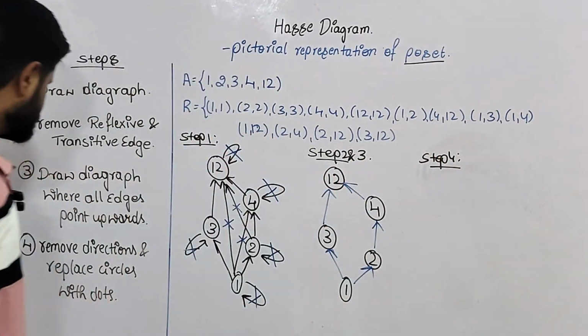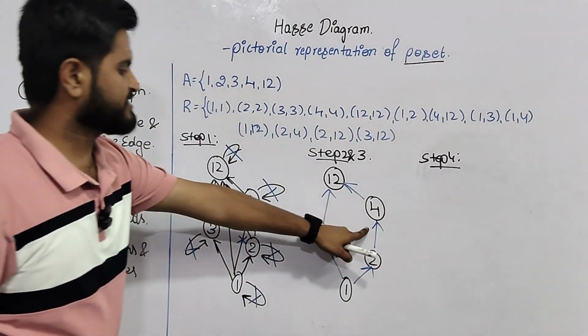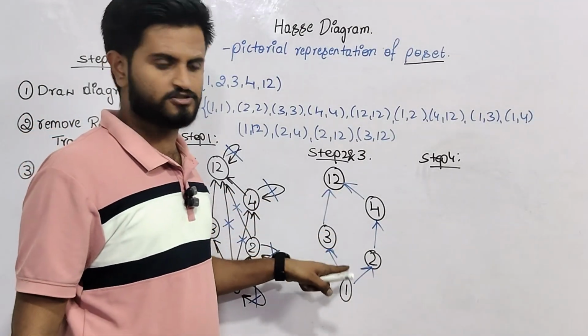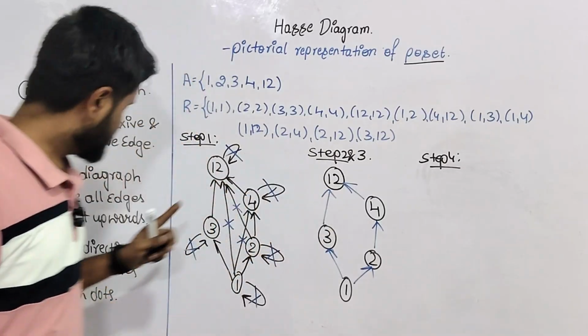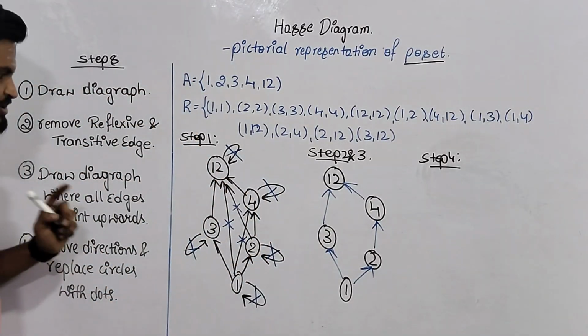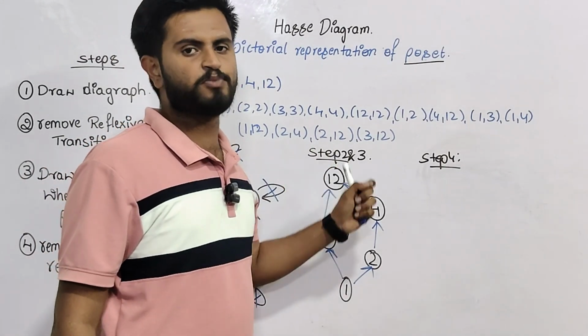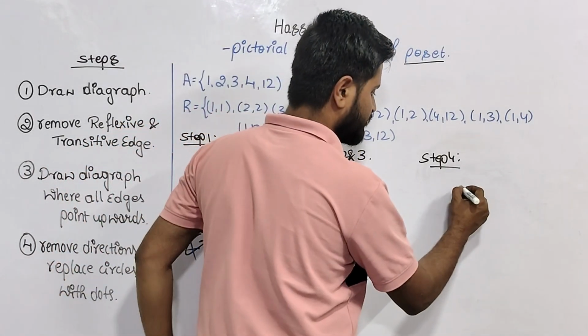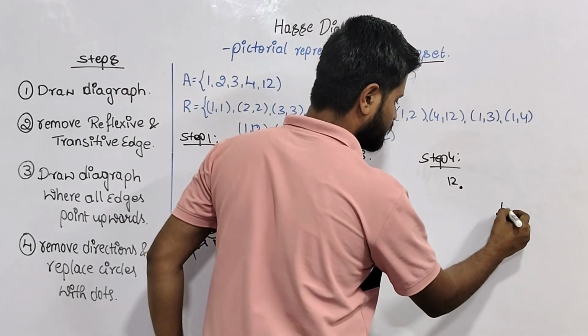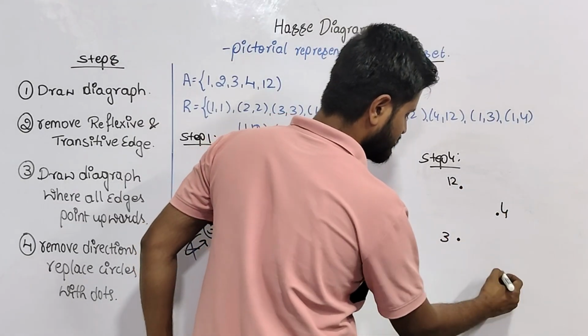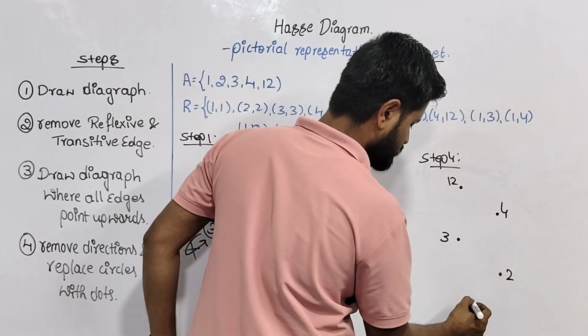So the fourth step is remove the directions in the edges. Here these are the directed edges, no? So remove the direction and replace the circles with the dots. Here 12 is enclosed within the circle, no? We must replace it with dots. So this is for 12, 4, 3, 2, 1.